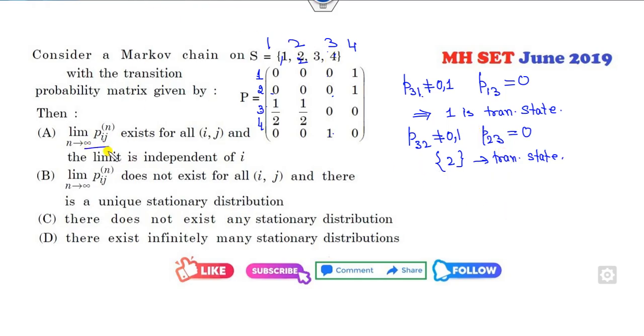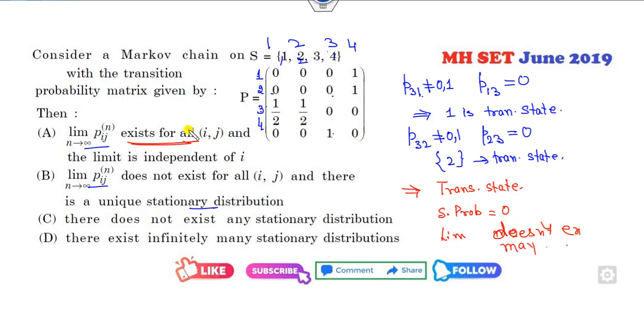And they are talking about the limiting probability and the stationary probability. What I told you: for the transient state, the stationary probability will be 0, but the limiting probability may not exist. Sorry, it may not exist. So it exists for all? Does not exist, correct. There does not exist any stationary distribution, that's wrong.